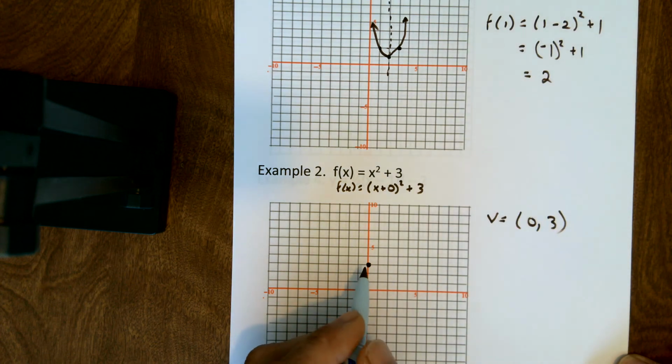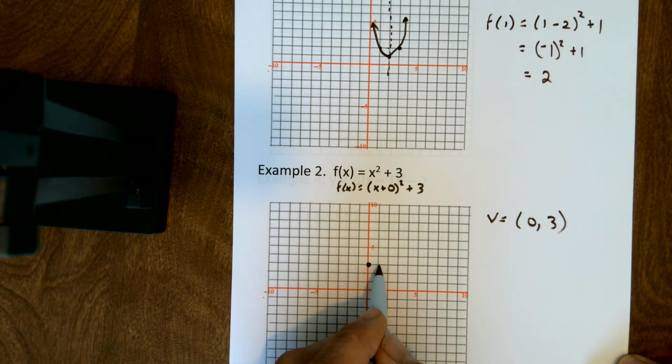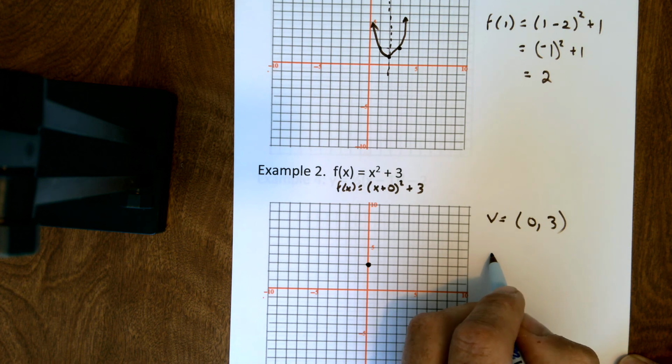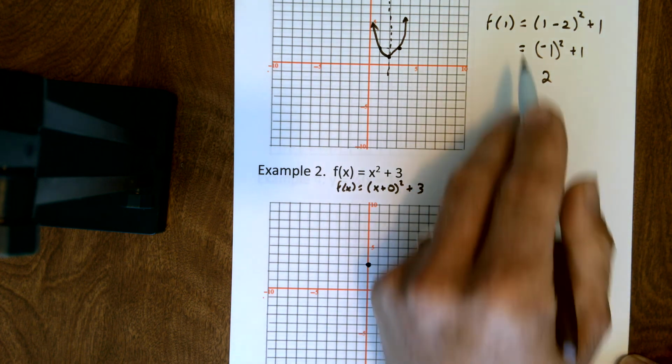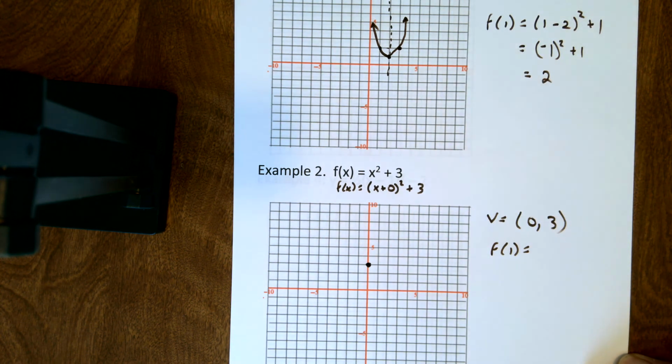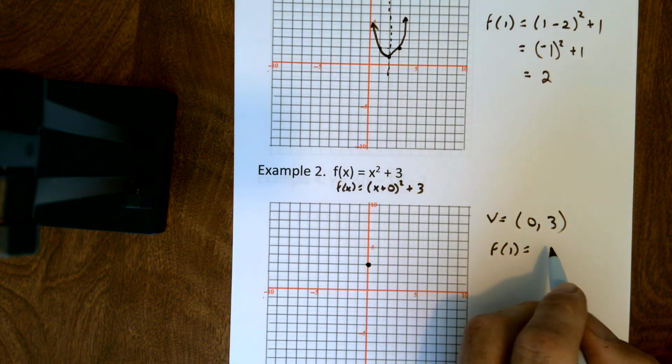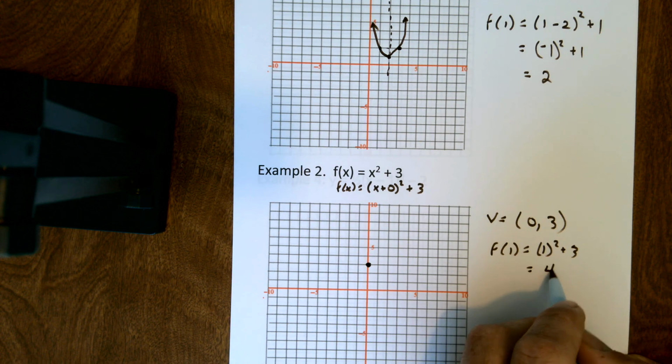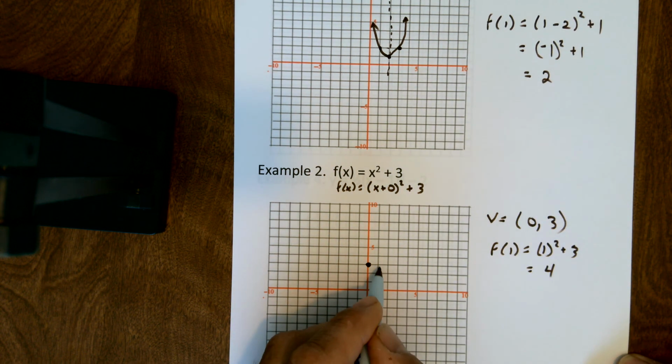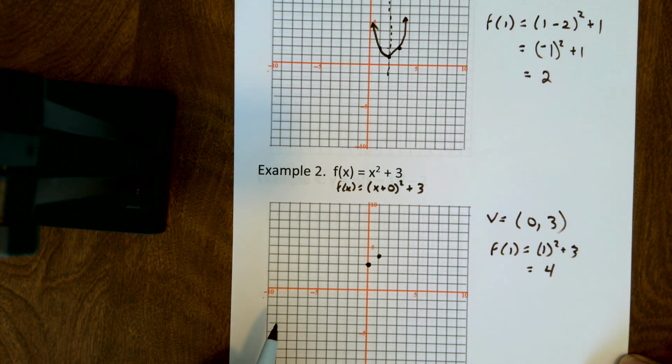And I can go ahead and find another point. I like to work with positive numbers and not go to the negative. So if at all possible, plug in a positive number. In this case, we can plug in 1. It's not always going to be 1, but as long as we're around that vertex, we'll be good. So I plug in my 1 and get 1 squared plus 3, which gives me the point of 4. So I know the point 1, 4 has to be on that graph.